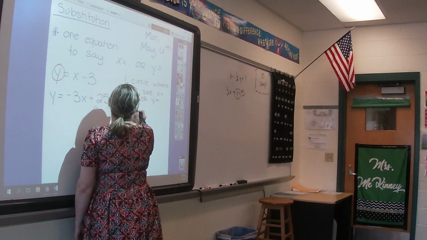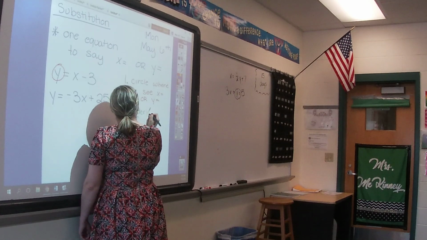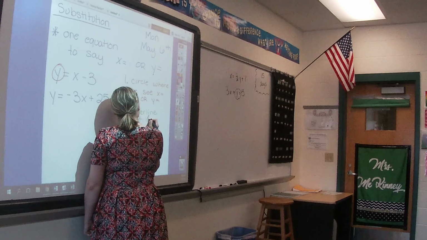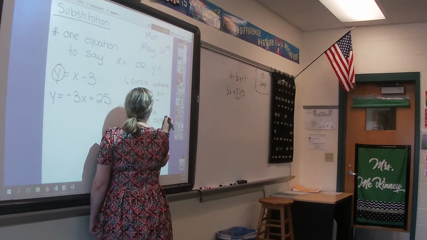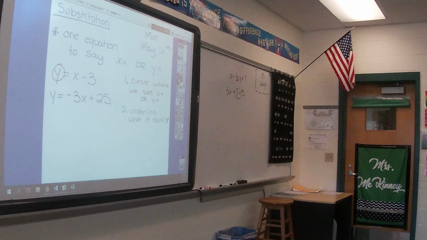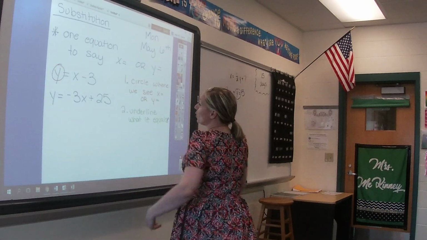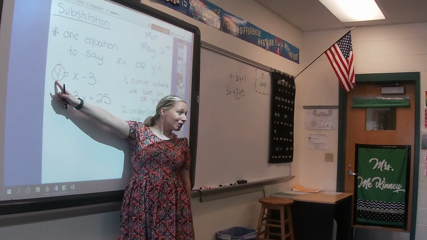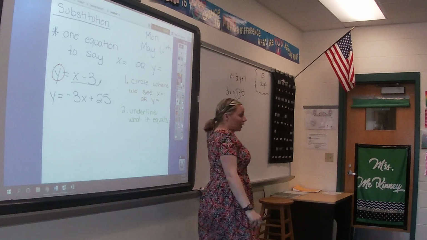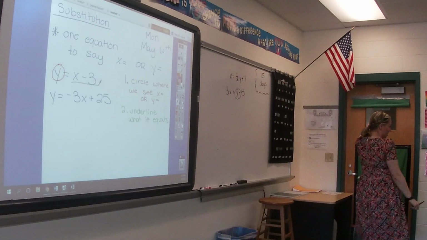Step two. I am then going to underline what it equals. Again, not truly a requirement, but if you don't do it, I'm not going to help you. So we're going to say, okay, here's the part that I circled. Now I'm looking at the other side of the equal sign and I'm underlining what it equals.